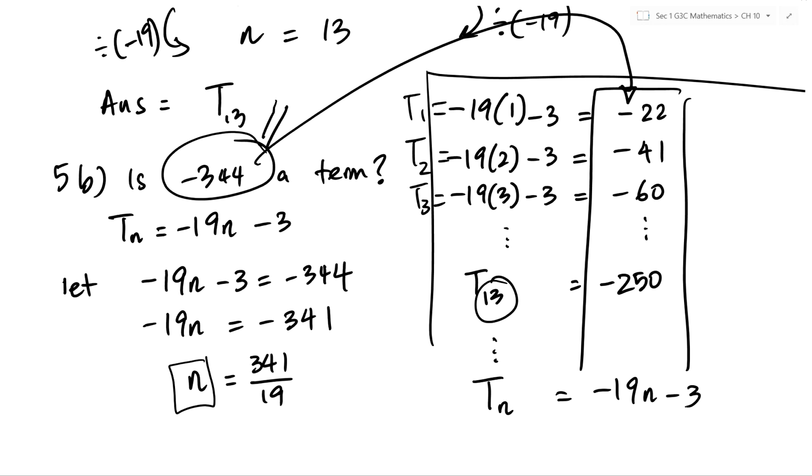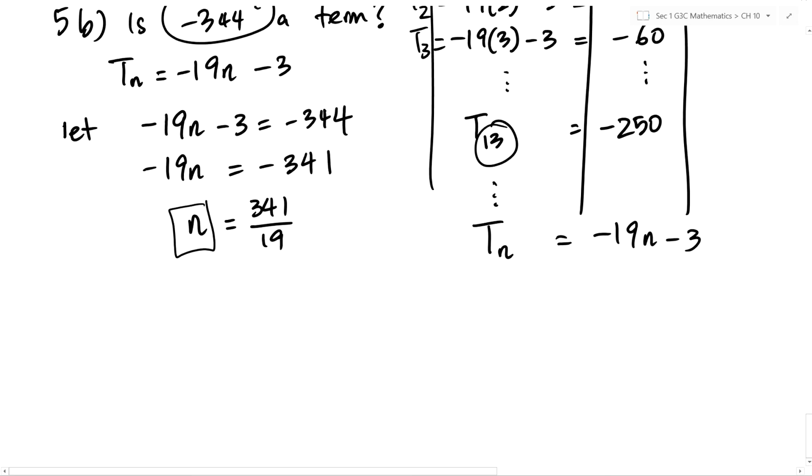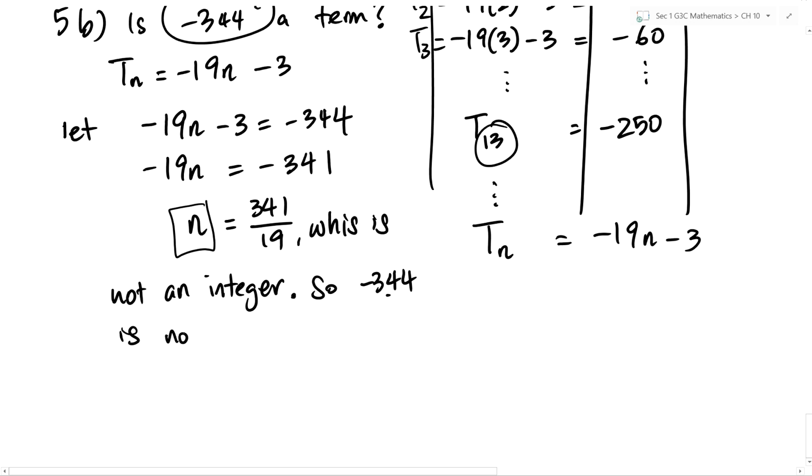Do you get the logic? You all get the logic? Who is following? Raise your hand. This logic. Okay, thank you. Put your hands down. So because n is not a whole number, which is not an integer, negative 344 is not a term. Okay?